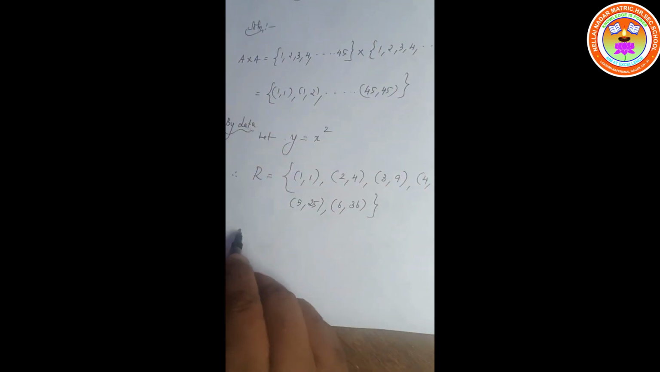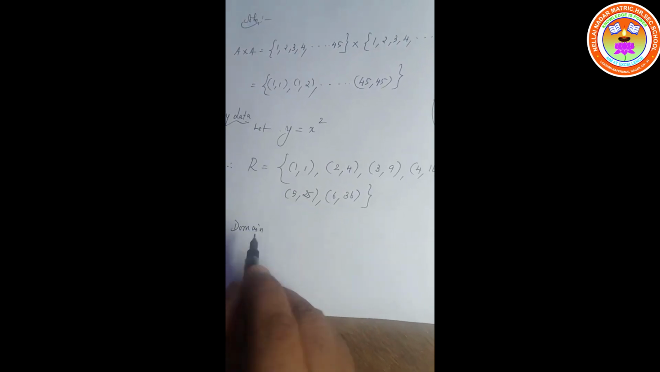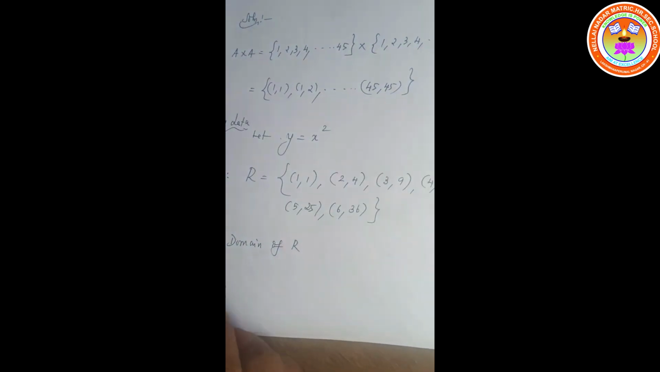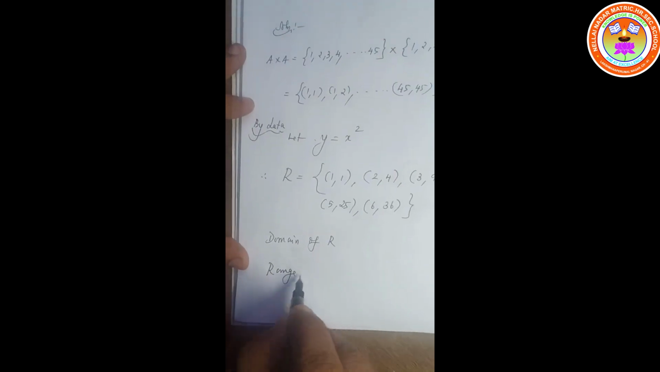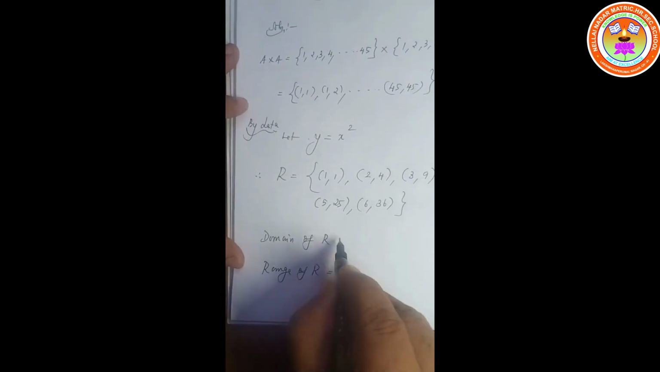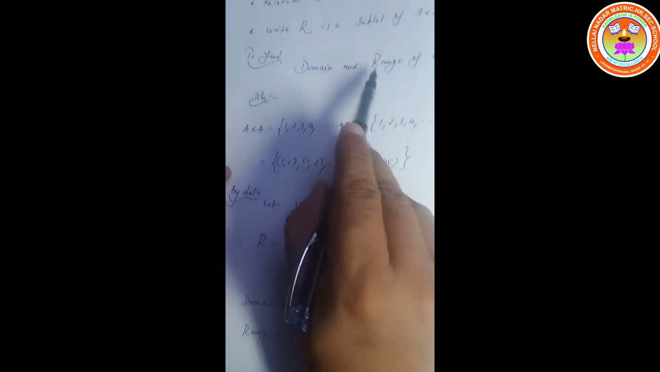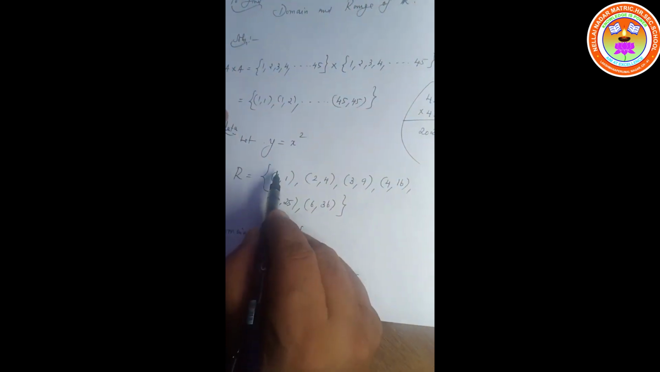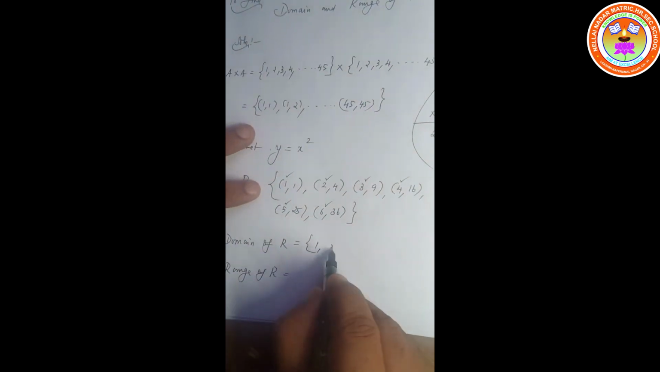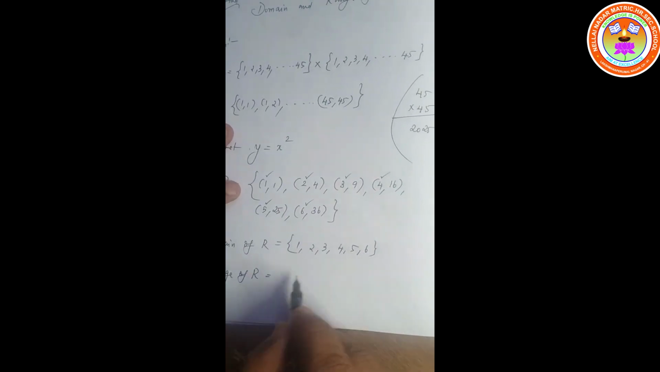Next, domain of R and range of R. Very simple one. Domain, look at the first element. What's the first element here? 1, 2, 3, 4, 5, 6. That is the domain of R: 1, 2, 3, 4, 5 and 6.